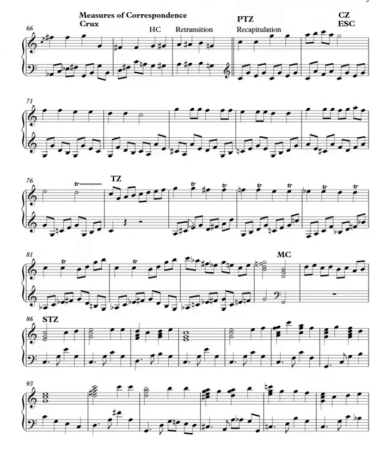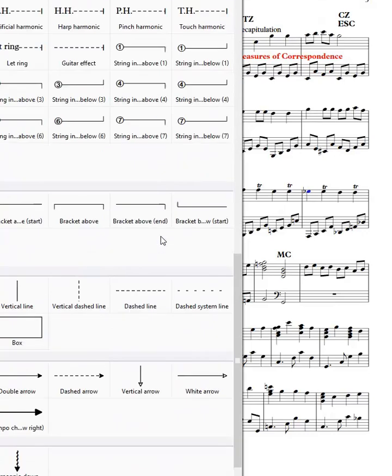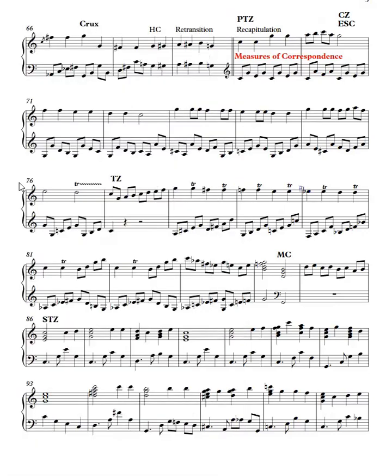So this is the same, that's the same, this is the same, that's the same. This is where things stop being the same. So the measures of correspondence start at the beginning and they stop right here. So I'm going to put a bracket. Everybody likes brackets, right? Big bracket there, so that we know that's the end of the measures of correspondence.